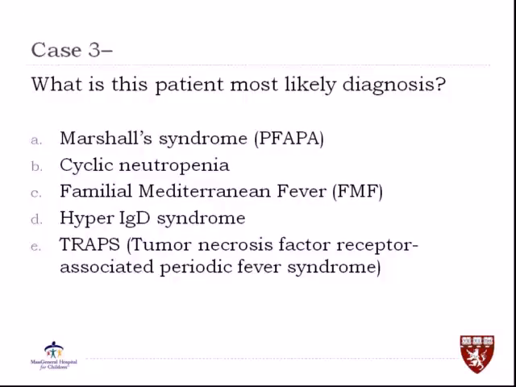So what is this patient's most likely diagnosis? A, Marshall's syndrome. B, cyclic neutropenia. C, FMF, familial Mediterranean fever. D, hyper IgD syndrome. And E, TRAPS, tumor necrosis factor receptor associated periodic fever syndrome.